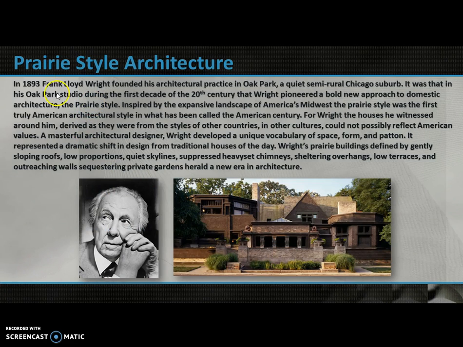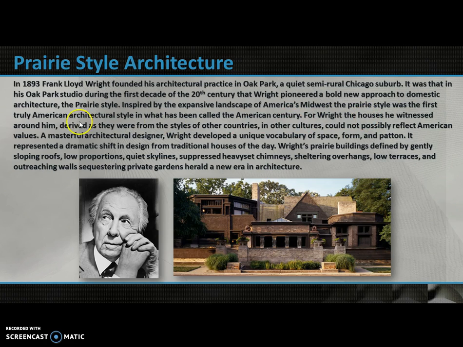Prairie style architecture. In 1893, Frank Lloyd Wright founded his architectural practice in Oak Park, a quiet semi-rural Chicago suburb. It was in his Oak Park studio during the first decade of the 20th century that Wright pioneered a bold new approach to domestic architecture, the prairie style. Inspired by the expansive landscape of America's Midwest, the prairie style was the first truly American architectural style in what has been called the American century.